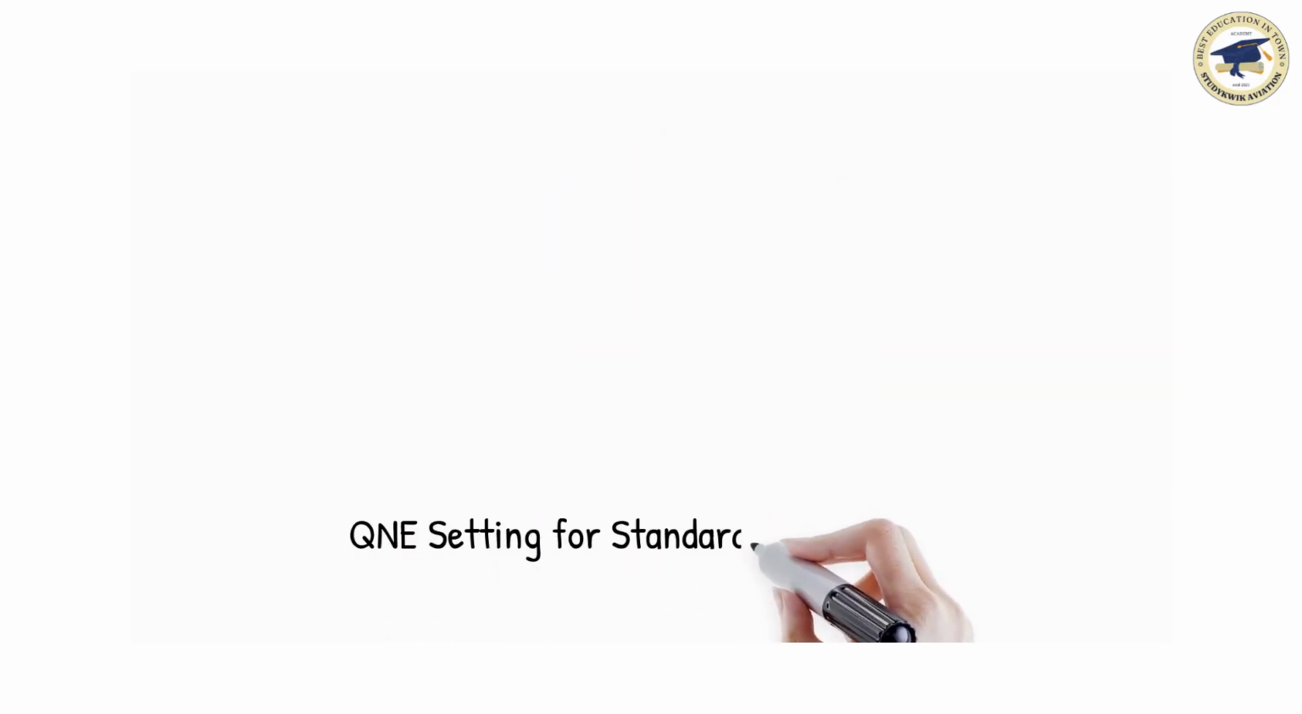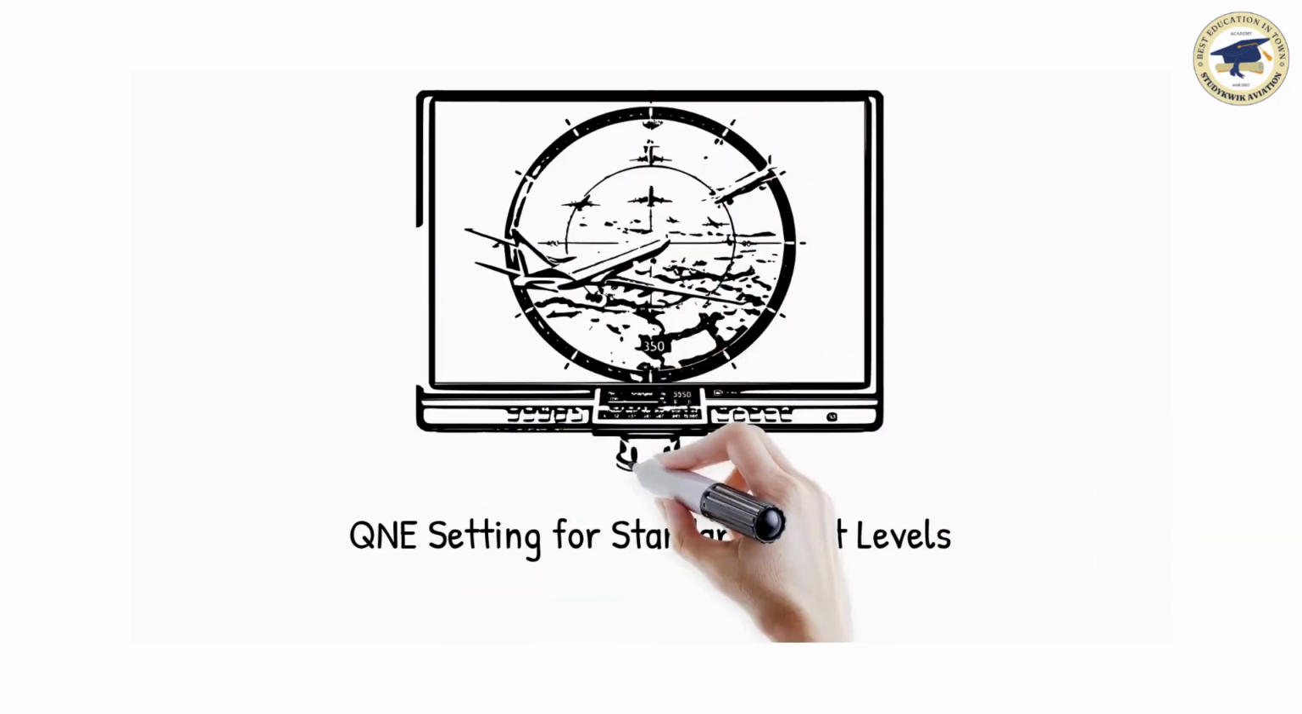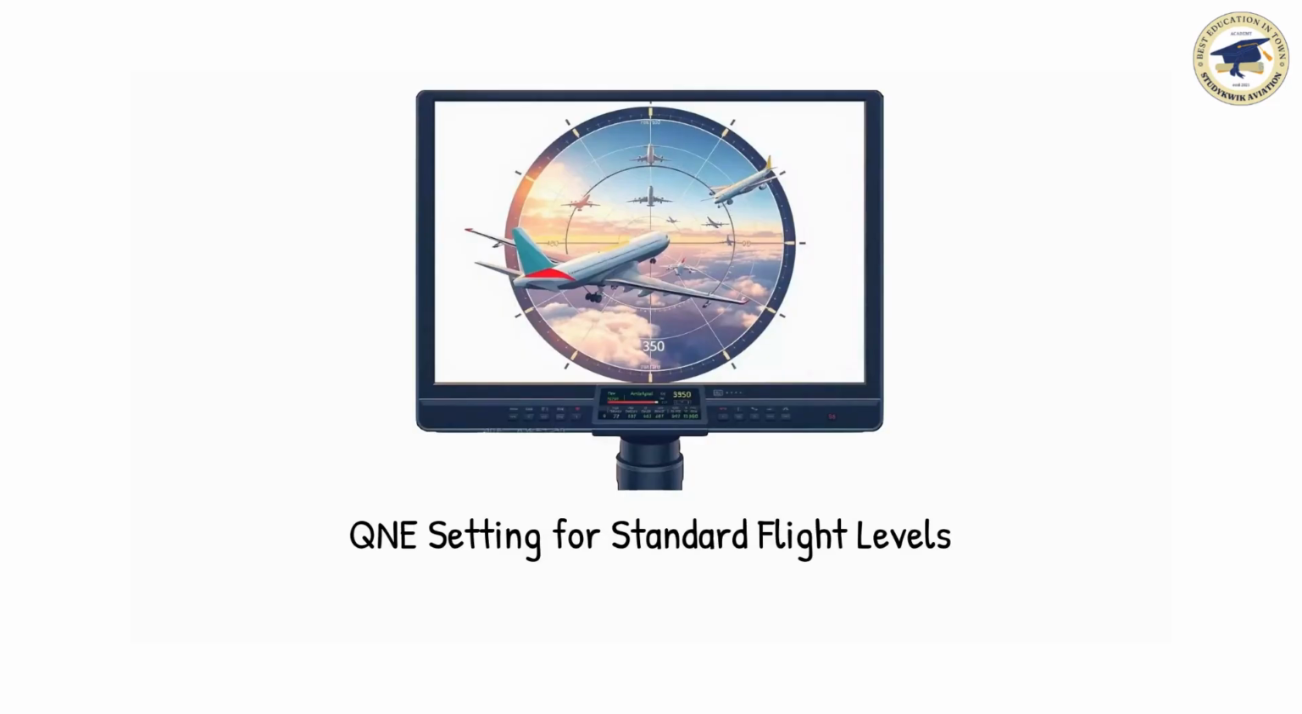QNE is the standard pressure setting, 1013.25 hectopascals, or 29.92 inches, used above the transition altitude. Pilots switch to QNE so all planes share the same reference, flying at flight levels like FL350, 35,000 feet, standard pressure.